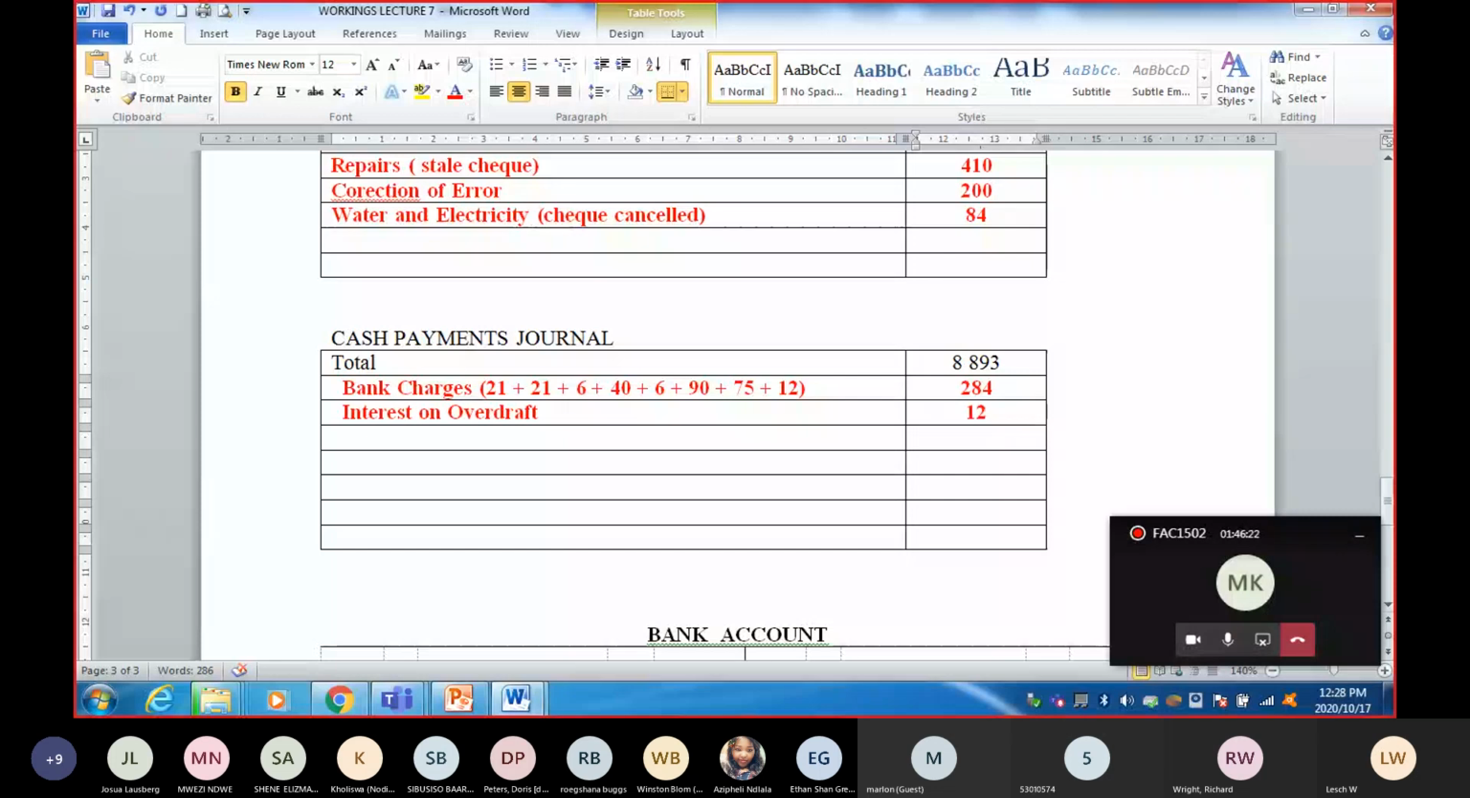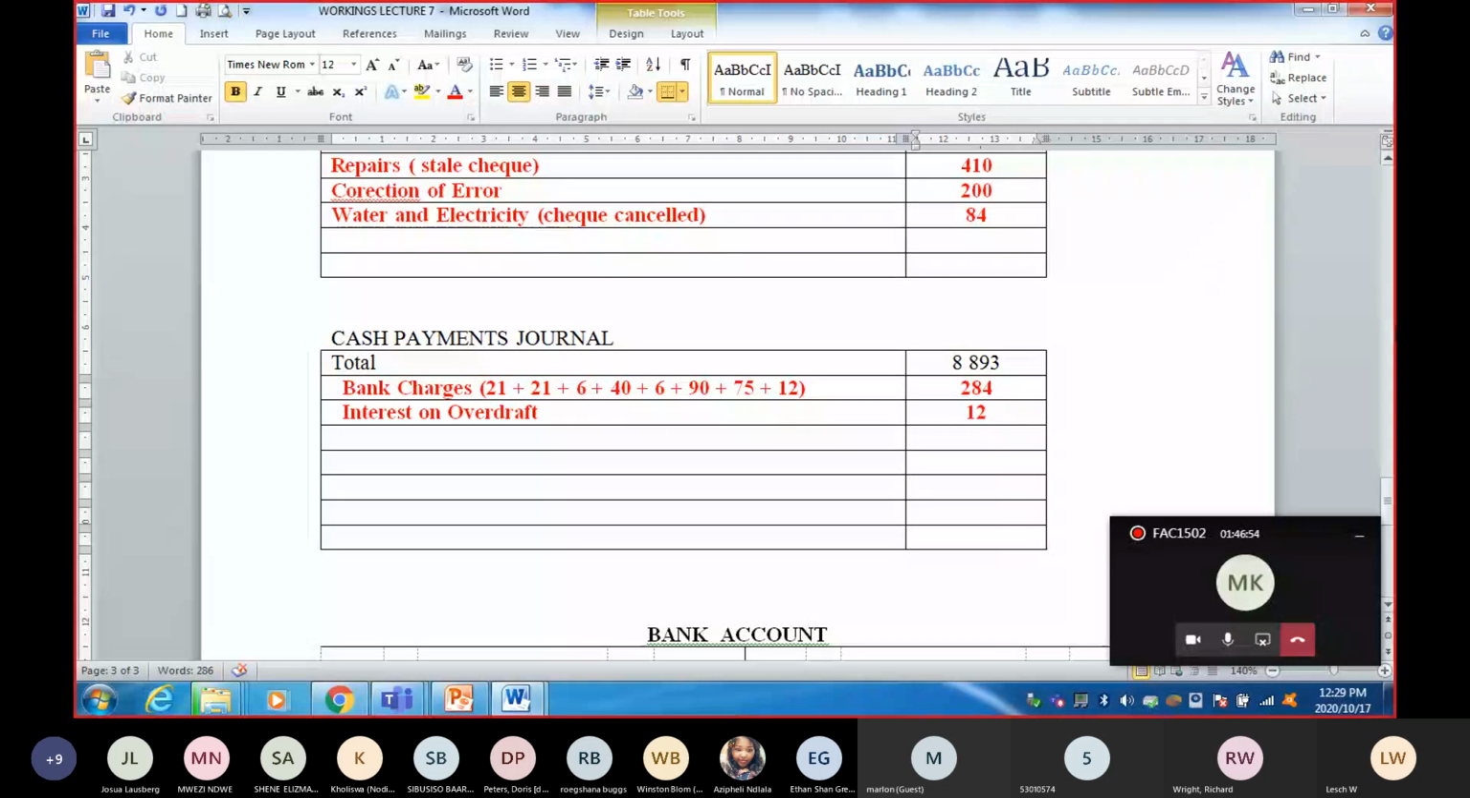So just to summarize this, interest on overdraft is a separate account. Like you would have seen also when we've done our financial statements, that interest on overdraft will result under finance cost. Everything else, whether it's a service fee or a management fee or a cash deposit fee or whatever, all of that will result under bank charges.